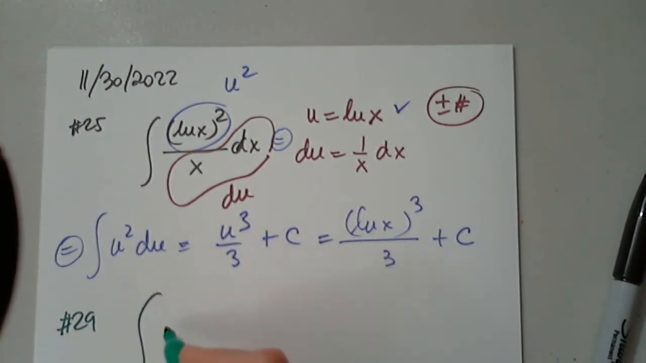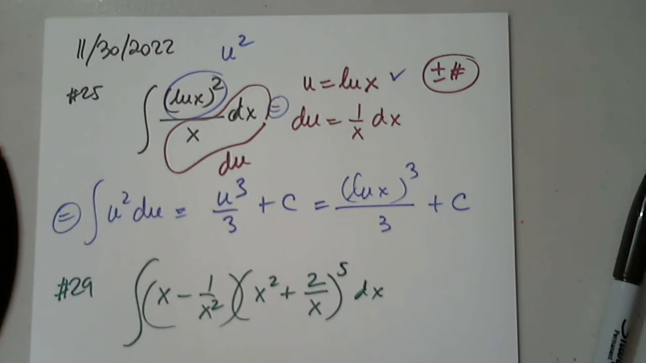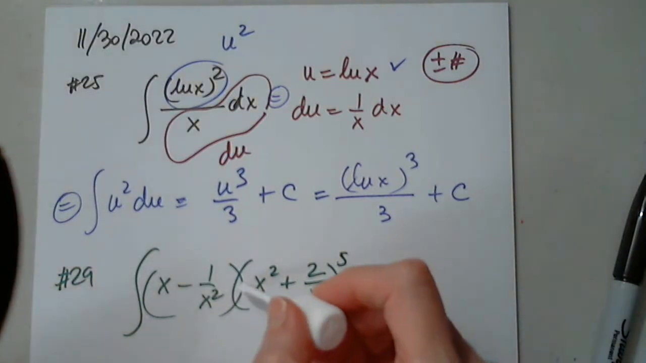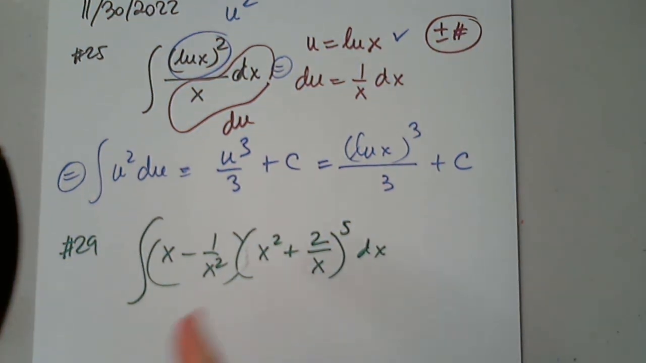In 29, we have the integral of (x minus 1 over x squared) times (x squared plus 2 over x) to the power 5 dx. Okay. Can anyone suggest here a substitution? What's the power 5? What's inside the power 5? That's the problem. Exactly. What's inside the power 5?